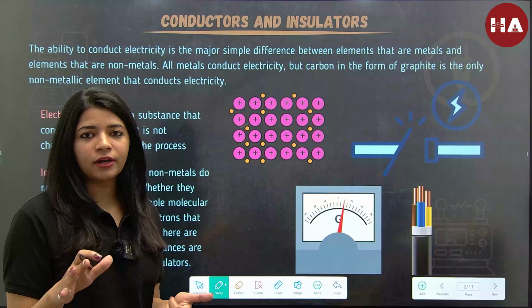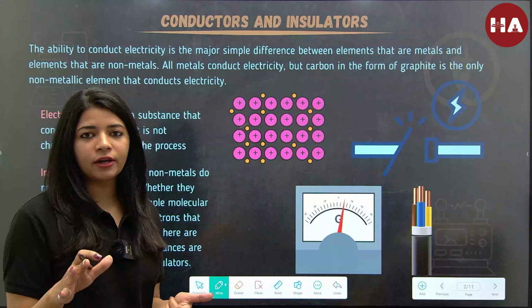Types of conductivity. As I told you in the previous slide also, electricity can be conducted if there are either free electrons or free moving ions, right? So we can understand what types of conductivity there are. There are two types of conductivity. One is conductivity in metals, in which the conductivity is due to free electrons. So the reason is free electrons.